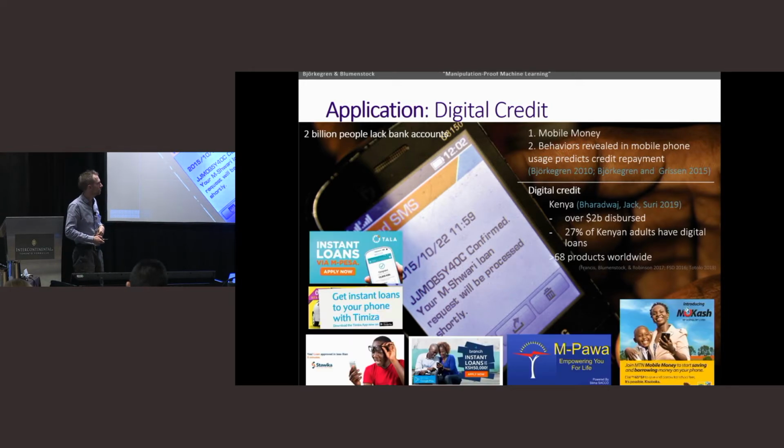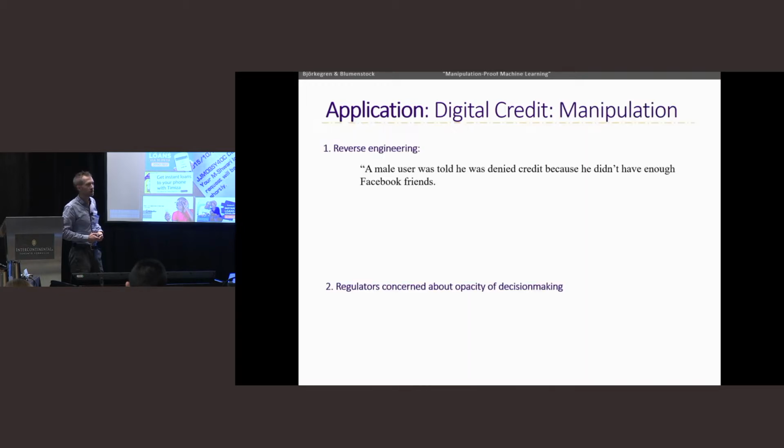And so mobile money coupled with this alternative credit scoring has sparked a new industry of digital credit, which has taken off to phenomenal scale. In Kenya, over $2 billion has been disbursed through digital loans, and 27% of Kenyan adults have taken out one of these loans. Kenya has been at the forefront of this, but you see this spread happening across the developing world. There are over 68 products worldwide as of the last count, which was 2 years ago, and I'm sure that number is far higher today.